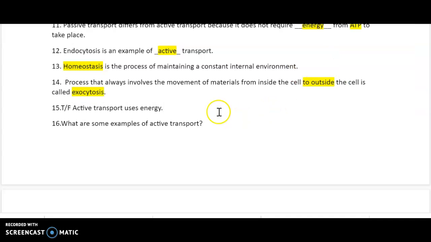True or false? Active transport uses energy. Well, that is true. That's why it's active. You have to be active, use energy. Some examples of active transport would be endocytosis, exocytosis, and that can be phagocytosis or pinocytosis. Those are all active transports.